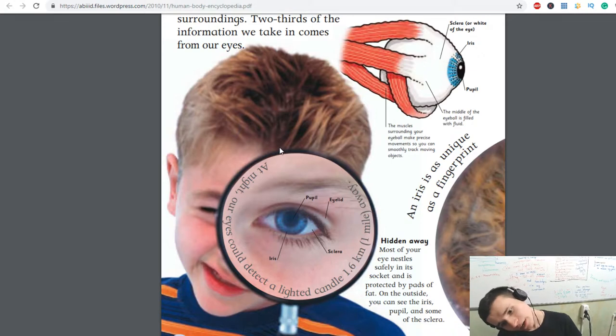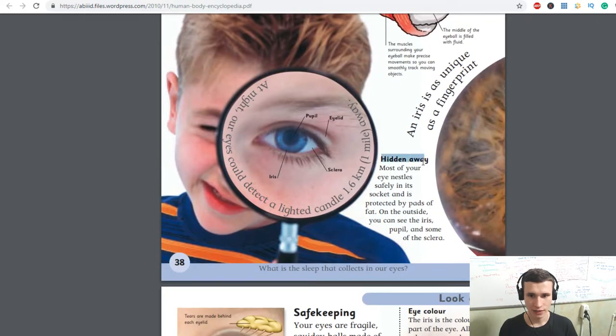At night, our eyes could detect a lighted candle 1.6 kilometers away. Most of your eye nestles safely in its socket and is protected by pads of fat. On the outside, you can see the iris, pupil, and some of the sclera.